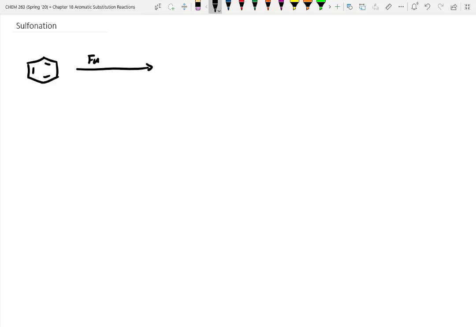So we'll just write down fuming H2SO4, that's sulfuric acid. And when this reaction is complete, what you'll be left with is a molecule that again is substituted. And this functional group is called a sulfonic acid.